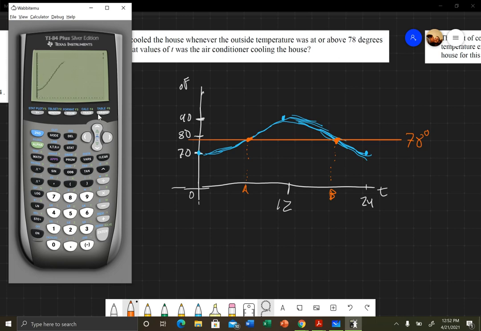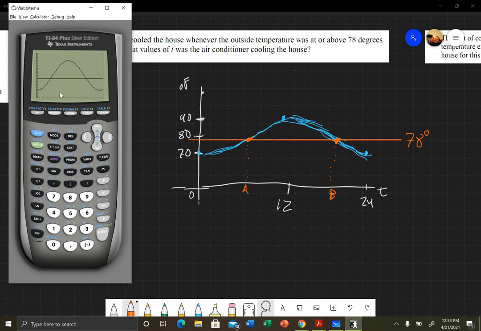Okay, so if we go ahead and graph it, we get this nice kind of bell curve. And then again, we've got that nice cut right there. So that bell curve right there is that temperature rising and falling within the house. And then that cut right there is going to be the temperature of 78 degrees. So that's kind of our line of demarcation, if you will.